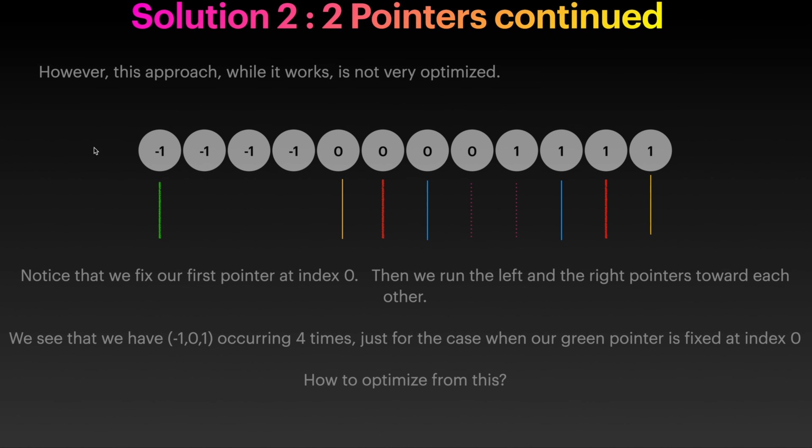What about if we have something like this? We have -1, -1, -1, -1, and 4 zeros and 4 ones. In this case, the answer should be just -1, 0, and 1. That's the only triplet that we can add to our result array. But when you run this code, I think it is very inefficient. So how should we make an improvement from this?